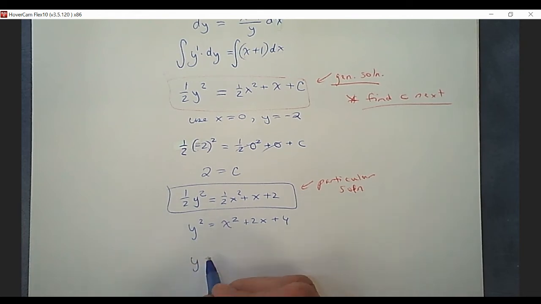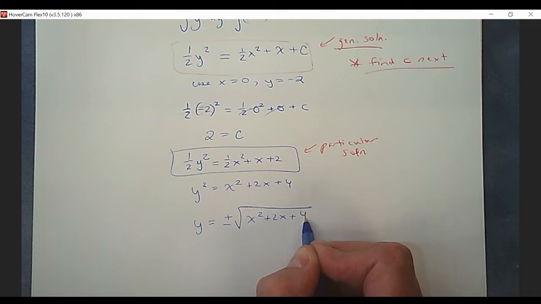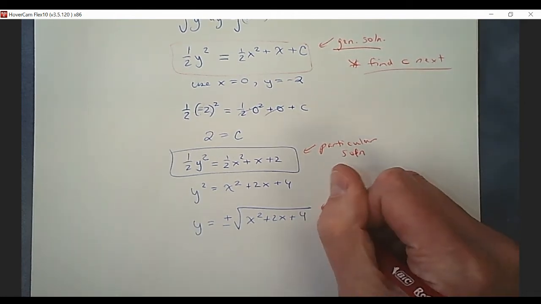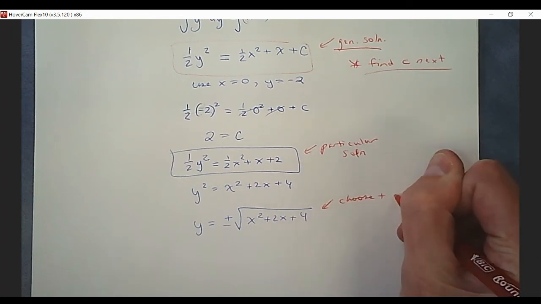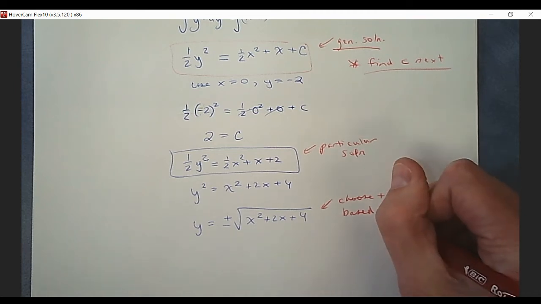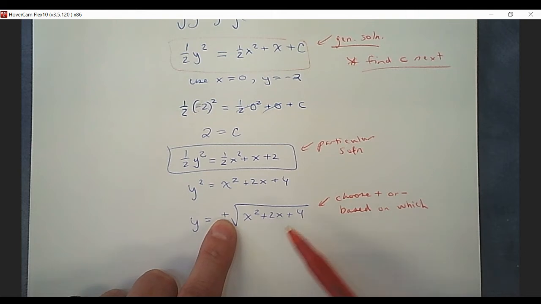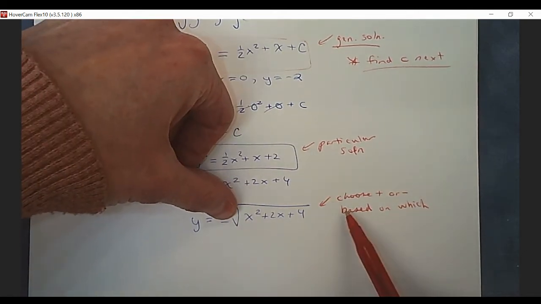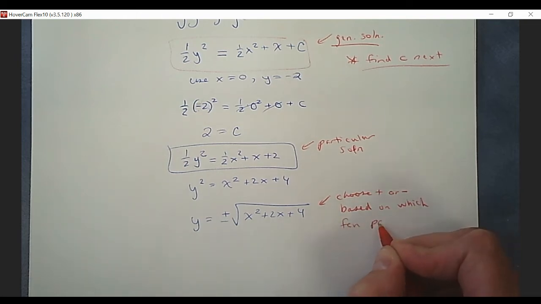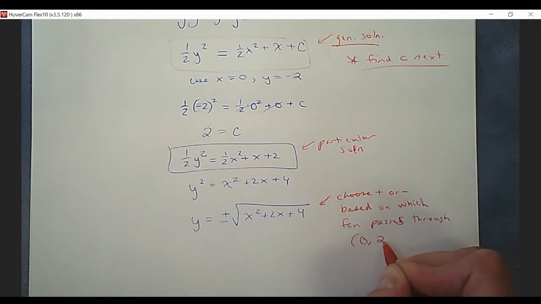And then to solve for y, we need to take the square root of both sides. Now, something a little different is going to happen here because we take the square root of both sides. We need to put the plus or minus. What we have to do is actually choose the plus or the minus. We can't leave both. We choose the plus or minus, and it's not just the one we like better. It's actually two equations: y equals the positive square root, and a second equation, y equals the negative square root. So we choose the plus or the minus based on which function passes through the given point, the initial condition of 0, -2.